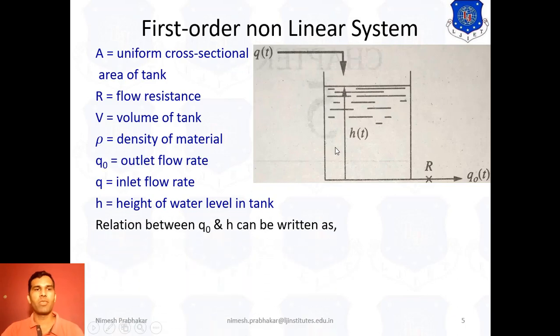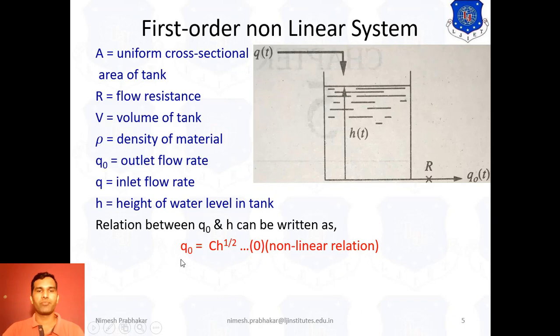Now the relation between Q0, the output, and H, the height of water in the tank, is changed here. This relation is Q0 is equal to C into H raised to 1/2. So this relation is a non-linear relation.